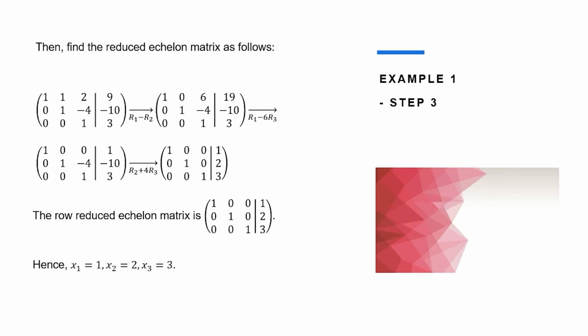By observing this matrix, we can see that each row only has one unknown which is non-zero. For row 1 we get x1, for row 2 we get x2, and for row 3 we get x3. So by looking at this, we can simply determine that x1 equals 1, x2 equals 2, and x3 equals 3. So here we get the answer of the unknowns.